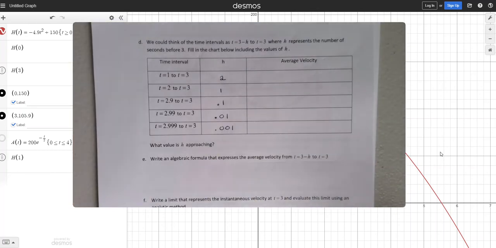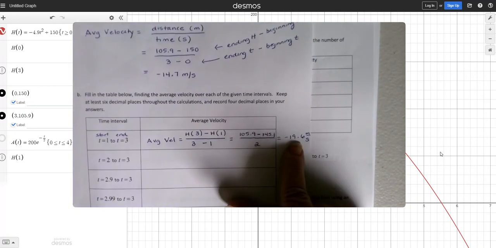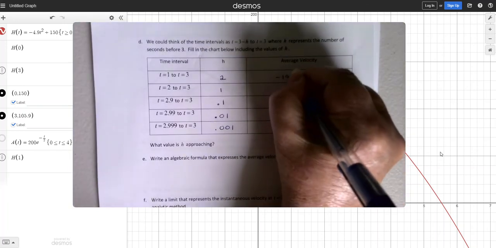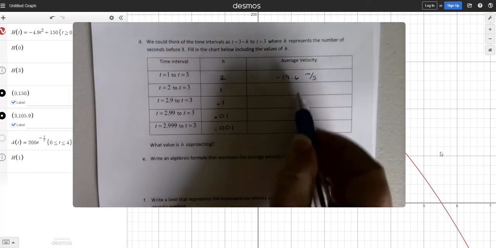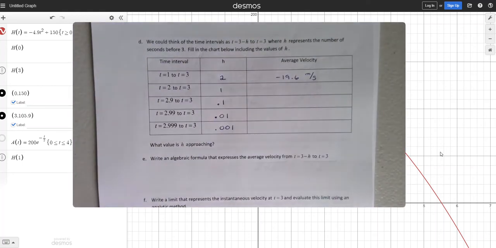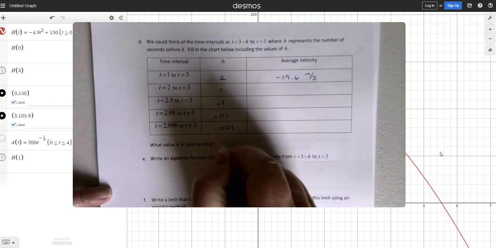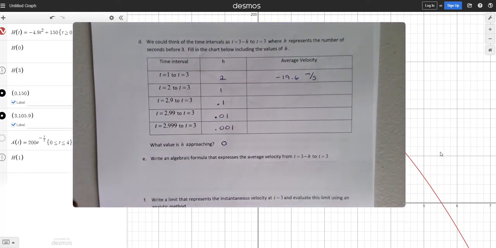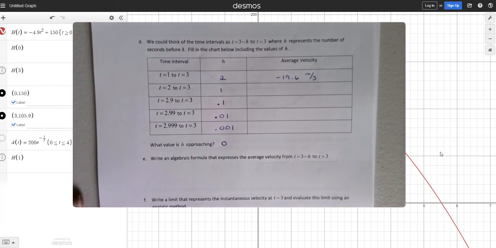You do not need to recalculate all the average velocities, just steal your previous work. So from t equals 1 to t equals 3, we already had the negative 19.6, right? And once you filled out that previous chart, you'll be able to just copy that down right here. Clearly our h values here are getting closer and closer to 0. And these values, you've already made a guess at what they're approaching on the previous page.